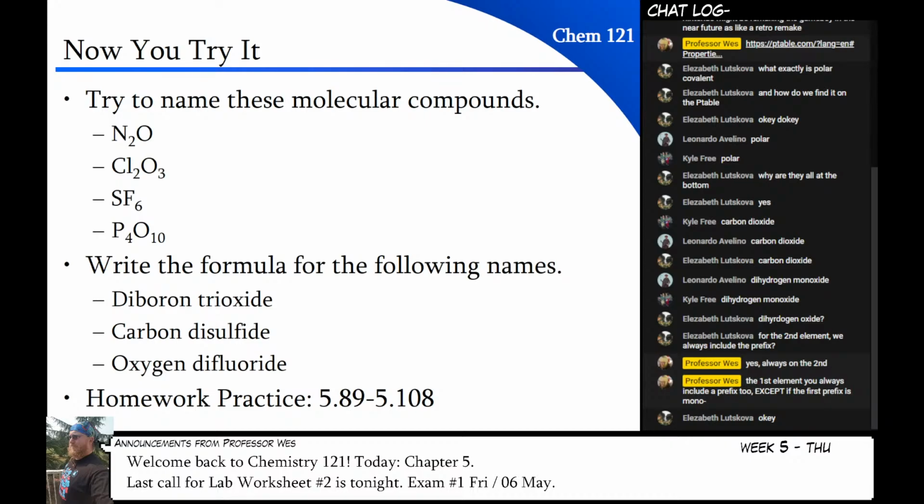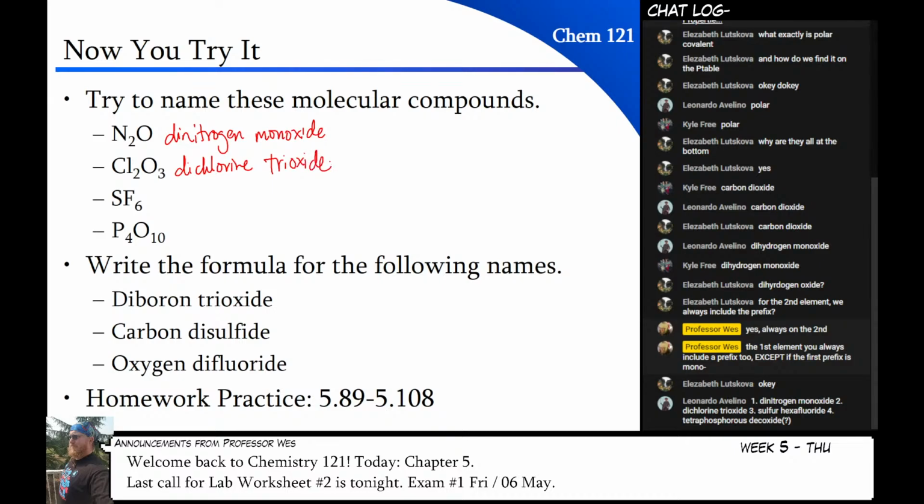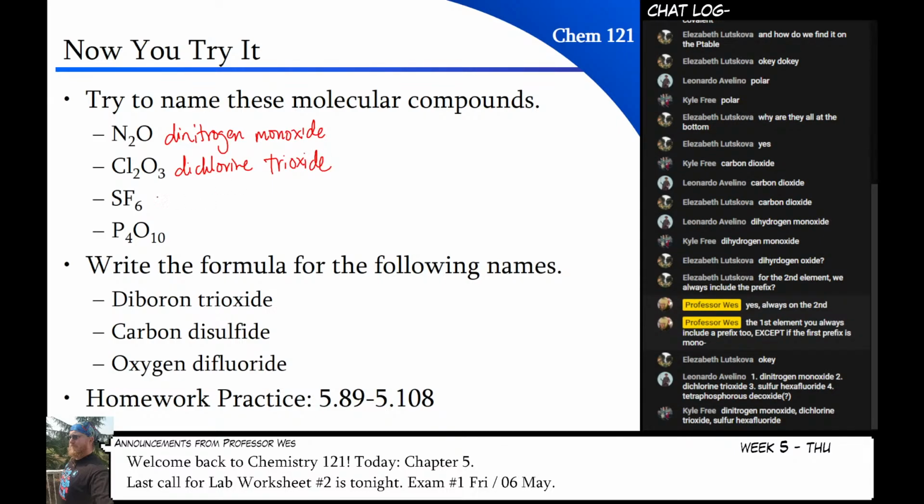All right, let me just quickly write in the answers here. So we've got dinitrogen monoxide. We've got dichlorine trioxide. We've got sulfur hexafluoride. And then tetraphosphorus decoxide.